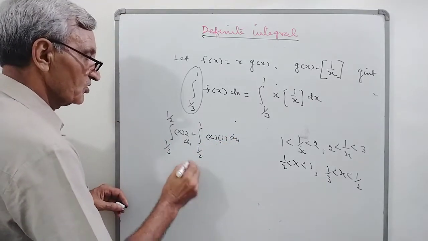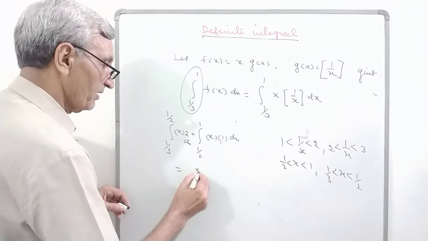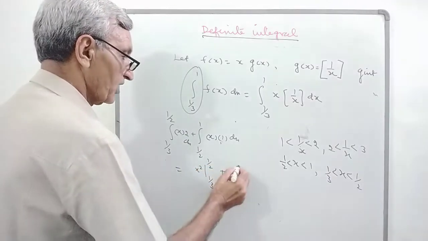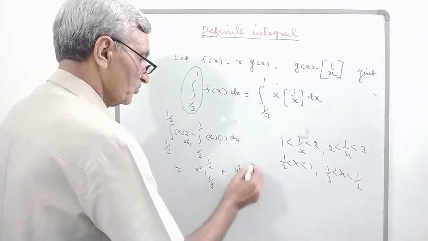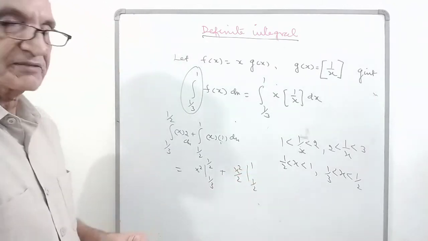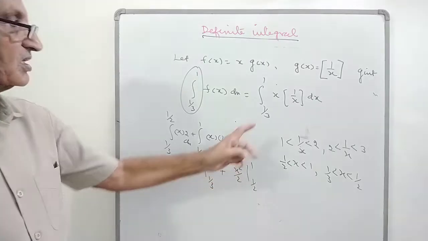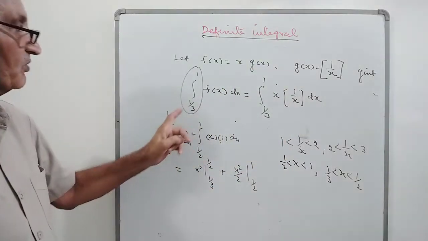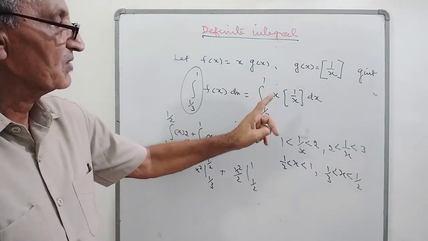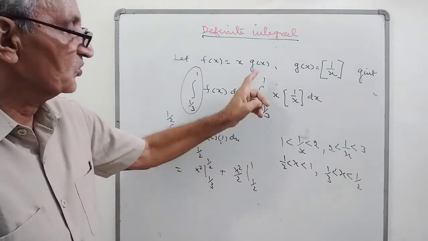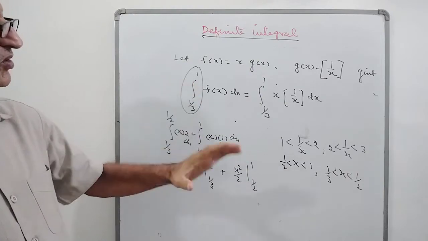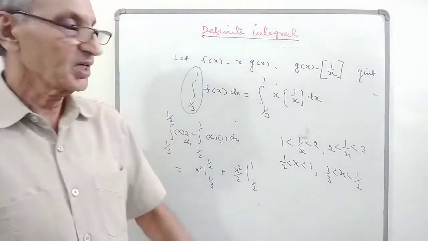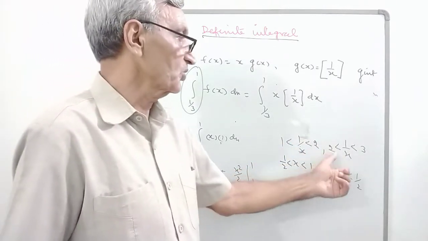So this is equal to 2x means x square by 2 from 1 by 3 to 1 by 2, plus x square by 2 from 1 by 2 to 1. Put the value and get the answer. My point is to help you understand how to find the 1 over x value when the interval is given like this. So x lies between 1 over 3 to 1. So 1 over x lies between 1 and 3. So 1 और 3 में हम दो बांटेंगे, 1 to 2, 2 to 3.